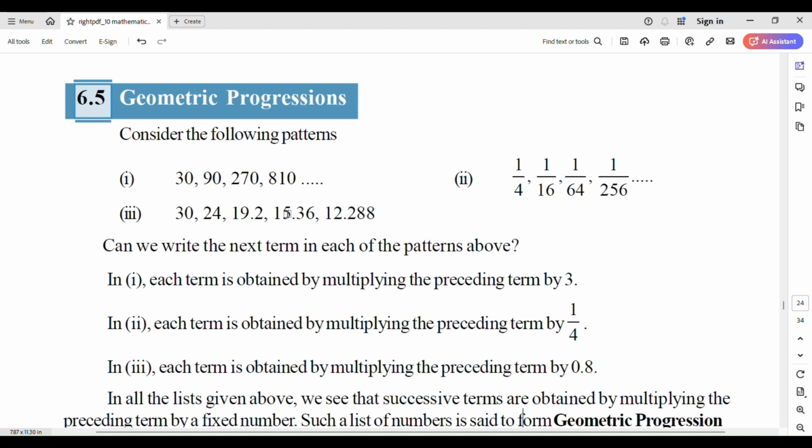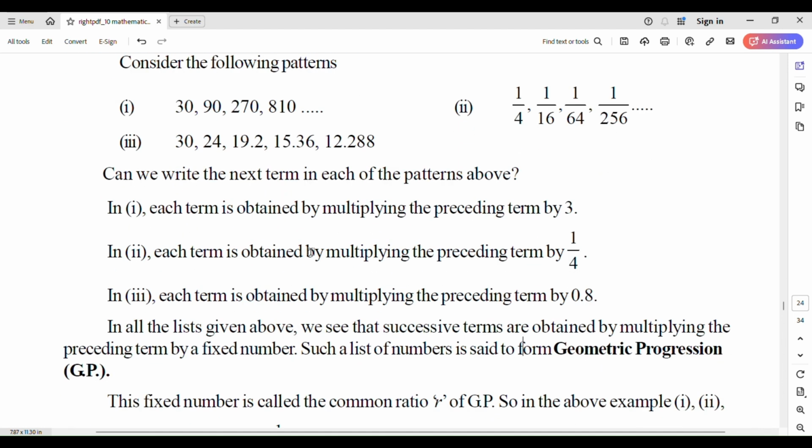Similarly in the third one also, 30 to 24 is like 30 times 0.8, 24 times 0.8. Each term is basically multiplied by 0.8, and then you get the next term. So here it will be 12.288 into 0.8, then you will get the next term.